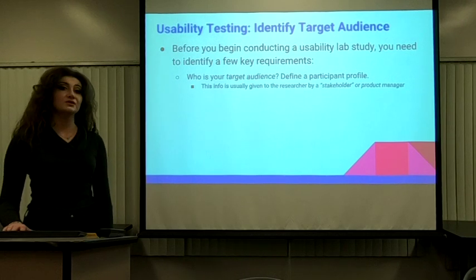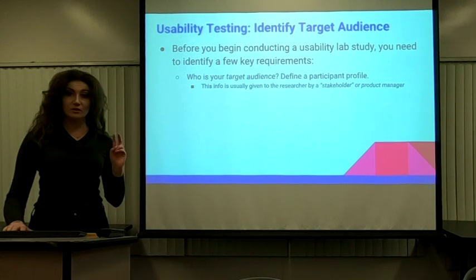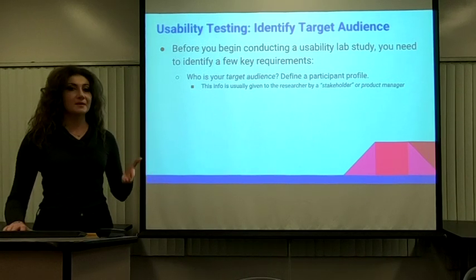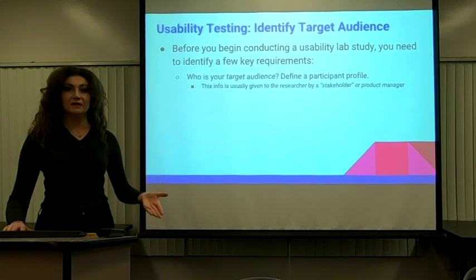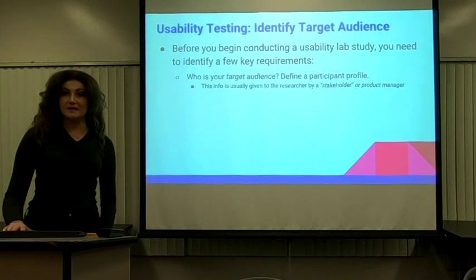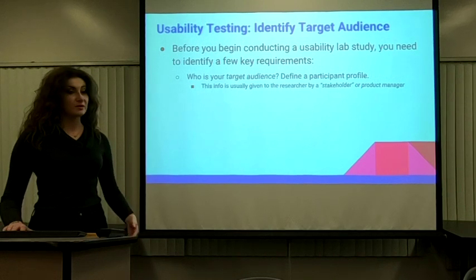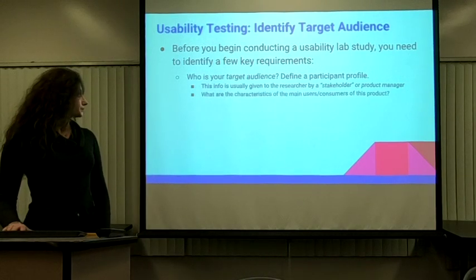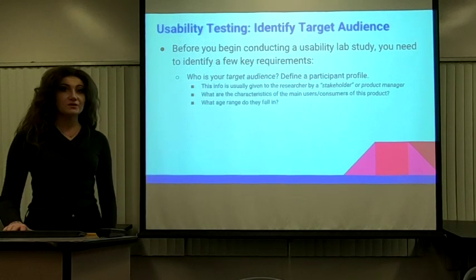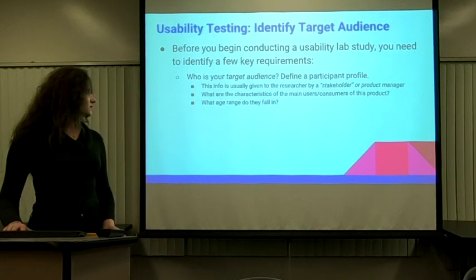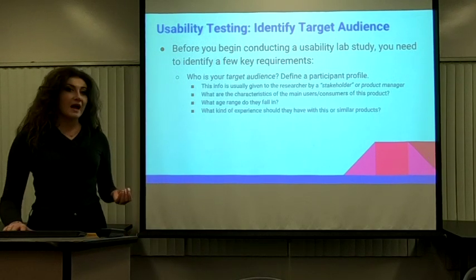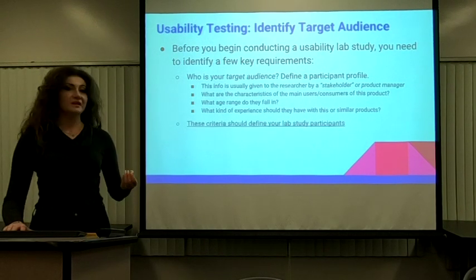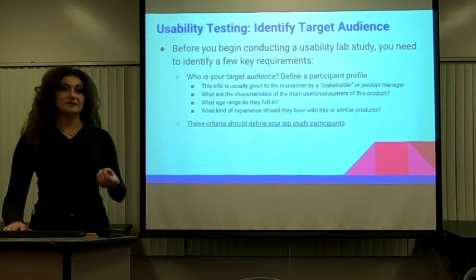This type of information is usually given to researchers by a stakeholder or a product manager. In a sense, you could think of these people as a client, right? Somebody came to the researcher and said, hey, I really need research conducted on X, can you please help me? At that point, you would ask that client what kind of people they expect the product to be used by. What are the characteristics of these main users or consumers of the product? What age range do they fall in? What kind of experience should they have prior to interacting with this product? These criteria should define your lab study participants.